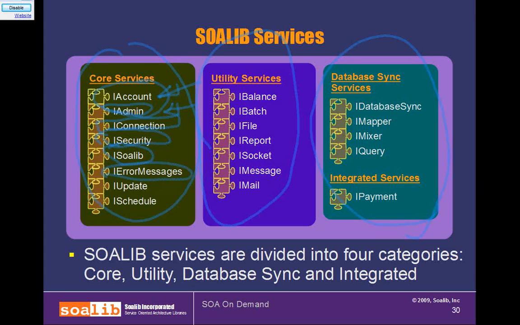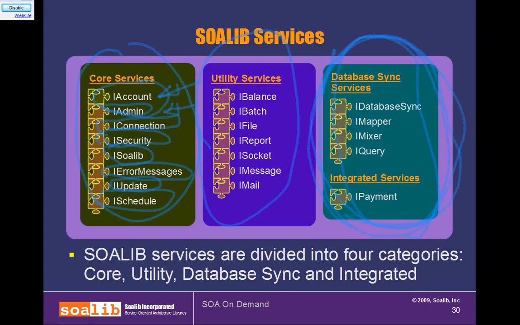And iError message is a list of error messages that is returned by the service. And if a service returns a fault message, this error message service will explain that fault message. iUpdate is an update service which can be used to update the SOALIB libraries. And scheduling is the general scheduling library that makes schedules for any one of these services on the right side. So this schedule service can be used to schedule any one of these on the right side.